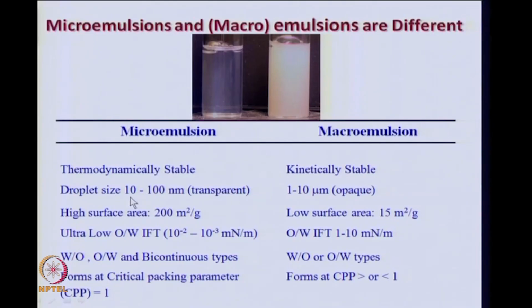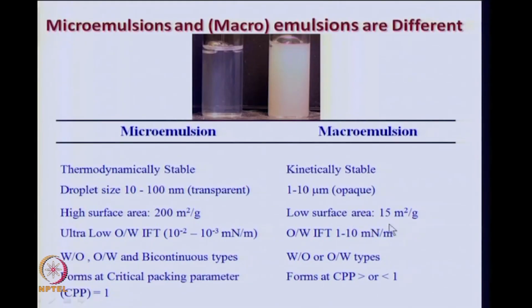Normally microemulsions will form at a critical packing parameter, or CPP, of 1. On the other hand, macroemulsions are kinetically stable, they are not thermodynamically stable. They form large droplets of 1 to 10 micron in size, and that is why their solutions are not transparent, they are opaque.